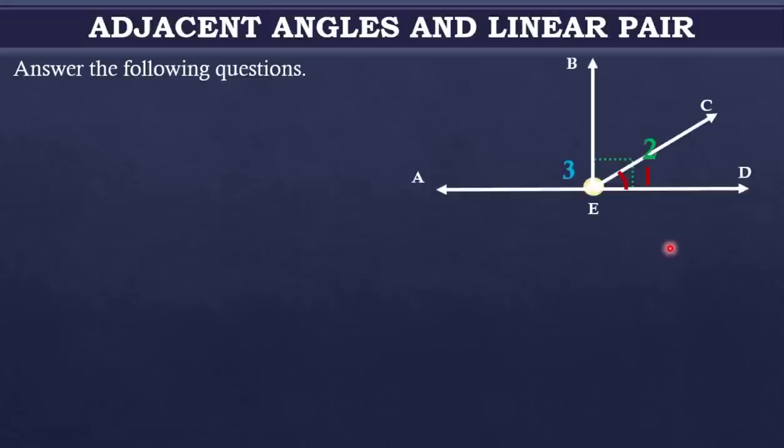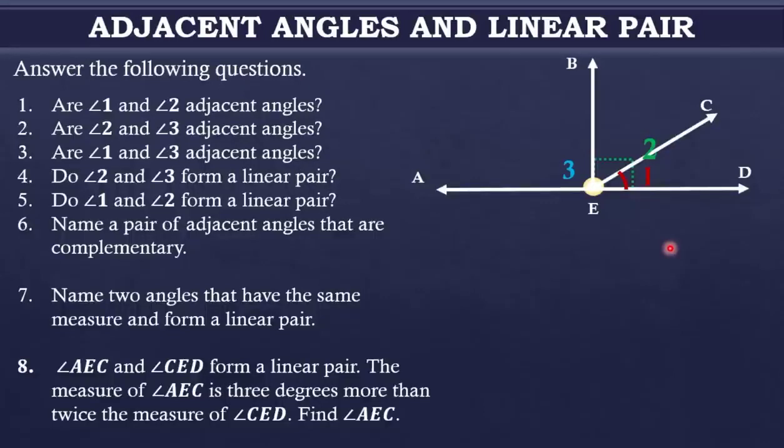Let us answer the following questions. Given the figure on your right, we have angle 1. Angle 2 is the whole angle, angle BED. Angle 1 is only this part, angle CED. And angle 3 is angle BEA. The question: are angle 1 and angle 2 adjacent angles?